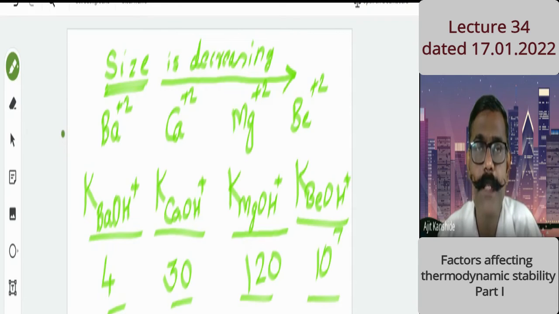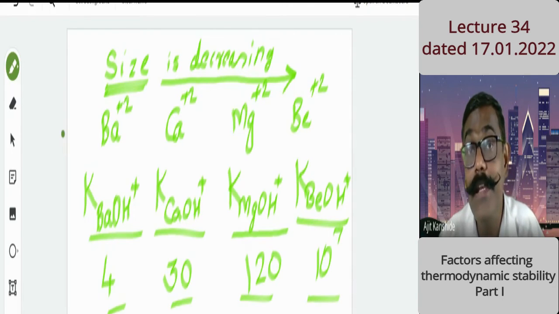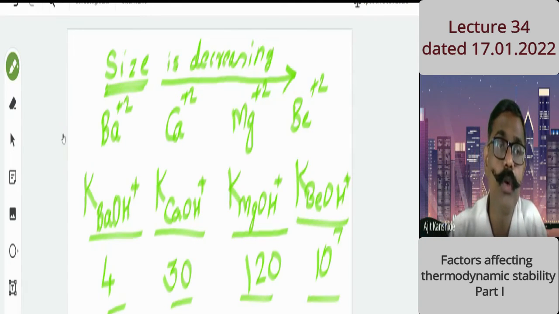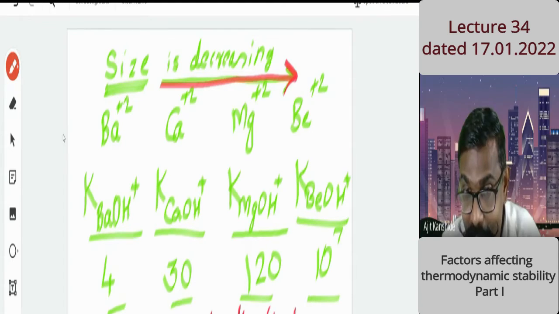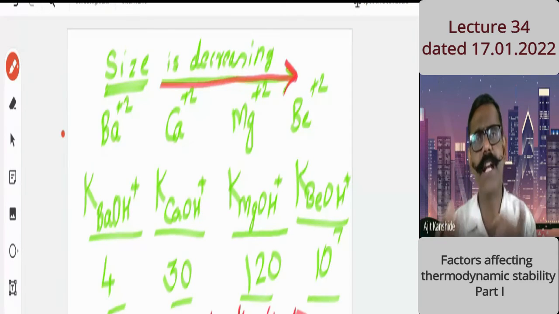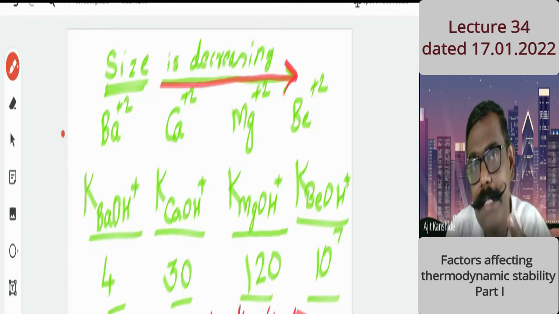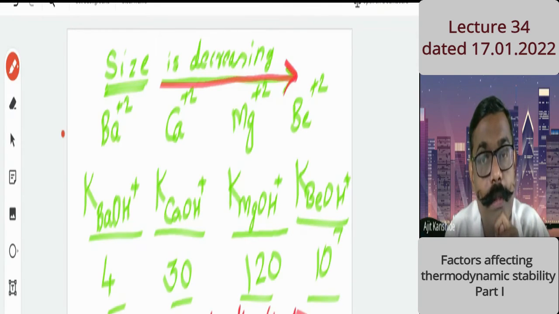Okay, so for the barium complex, the stability constant is 4. For calcium, it is 30. For magnesium, it is 120. And for beryllium, it is 10 raised to 7. See, barium is large in size. Beryllium is small in size. So what is the conclusion from this? Size is decreasing. If size decreases, then what will happen? Then stability will increase or decrease? Increase. Right, stability will increase. That's a relation. So it is the second part from the first point of charge and size that I discussed. At first I discussed charge, and now I inform you about the size.